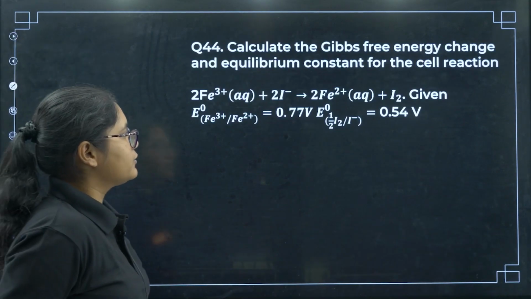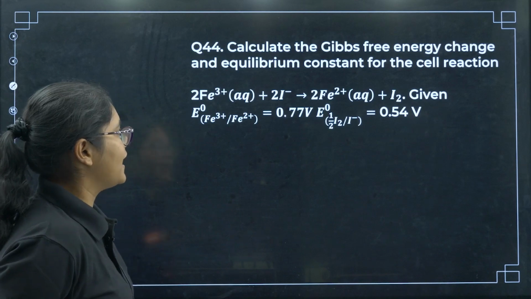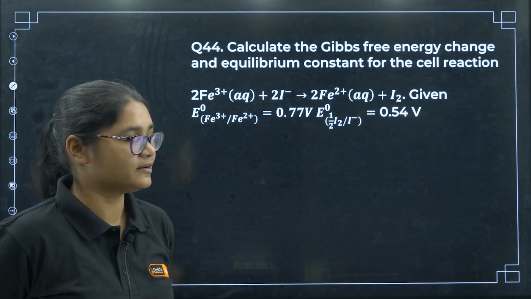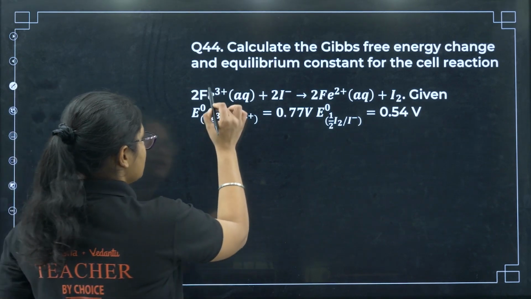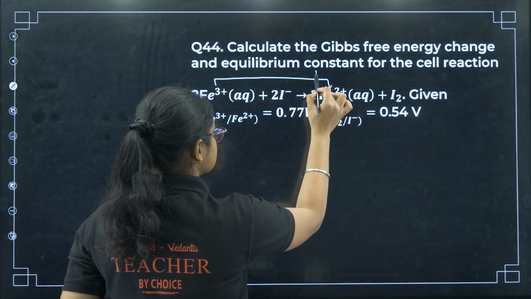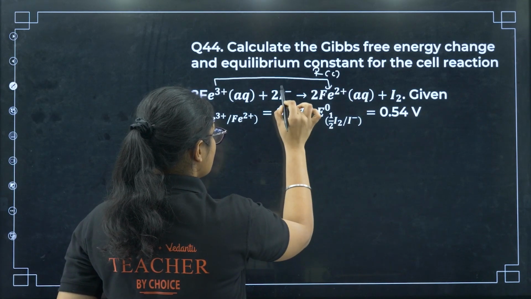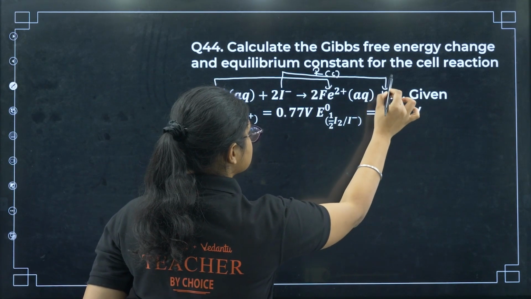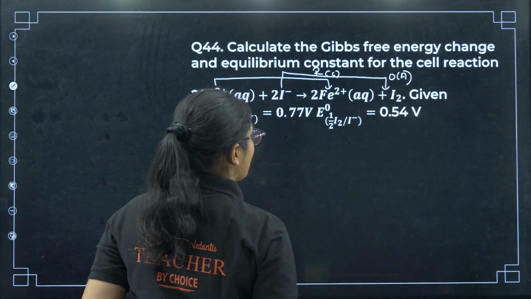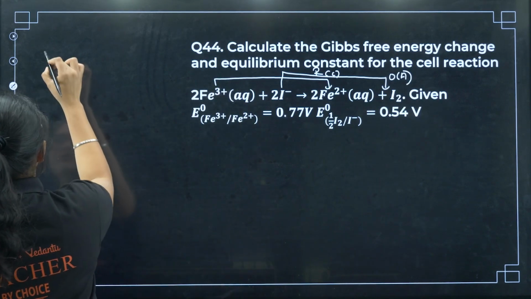Okay, next, calculate the Gibbs free energy change and the equilibrium constant for the cell reaction. This is a very simple question. If you see, Fe3+ to Fe2+ is undergoing reduction, so this has to be the cathode. I- to I2 is undergoing oxidation, so this has to be the anode, right? So what is E naught of the cell?